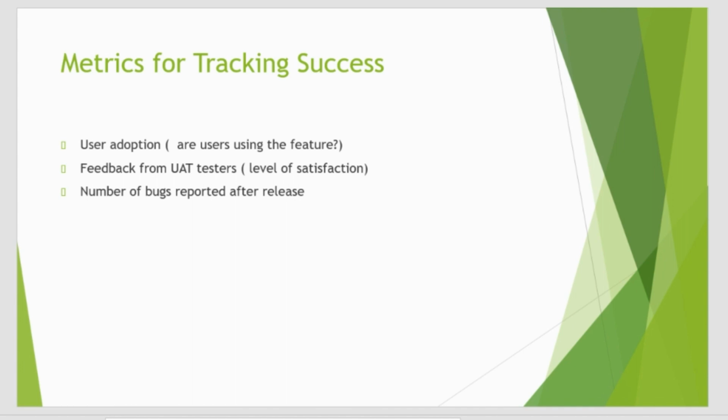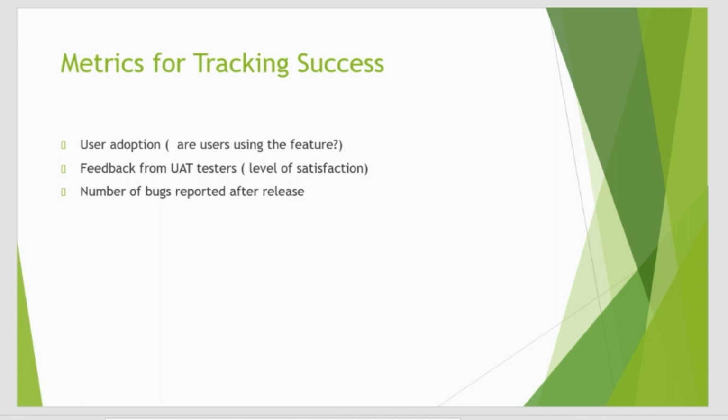Another way of tracking success is the number of bugs, and this is both bugs in the UAT testing and bugs in production. So if in the testing you had a lot of bugs and you decide to go to production with those bugs still, then that's probably an indication that this is not a good successful release.